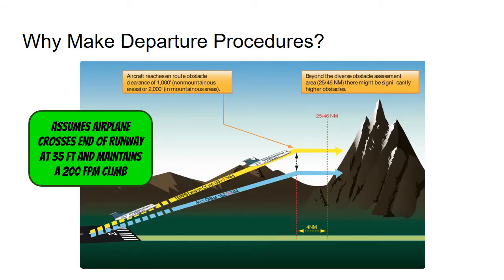As they look at the assessment area, the assumption is that you cross the departure end of the runway at 35 feet and can climb at 200 feet per nautical mile. Note that this and other climb gradients are given in feet per nautical mile, not feet per minute. This is to allow for a variety of aircraft and ground speeds.